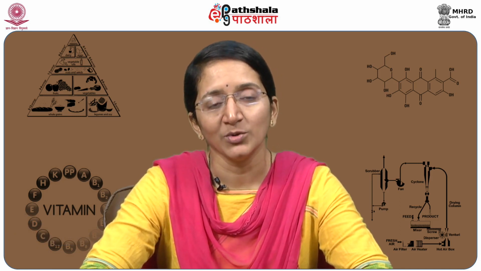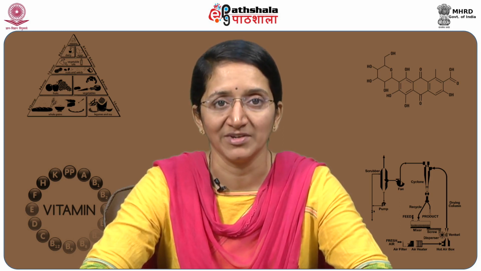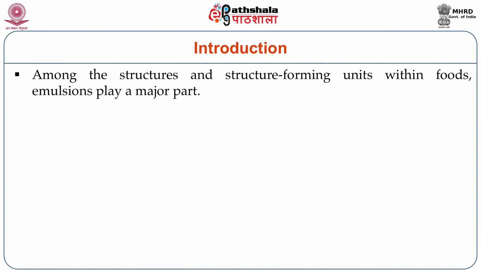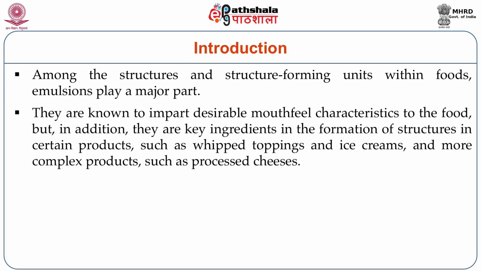Today we are here to learn about emulsions, the properties of emulsions, types and different kinds of emulsifying agents. Among the different kinds of structure forming units within foods, emulsions have a very major role to play in food as well as different kinds of food products. They are known to impart very good quality, mouthfeel, and different kinds of characteristics which are sensorily appealing to the food.